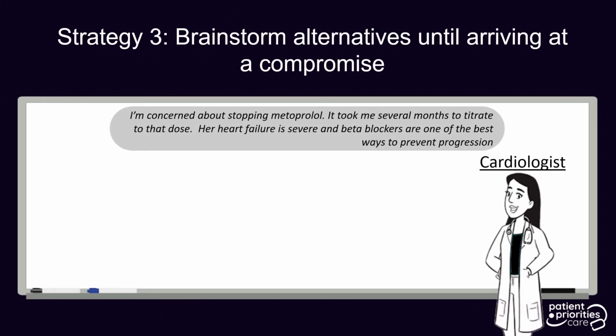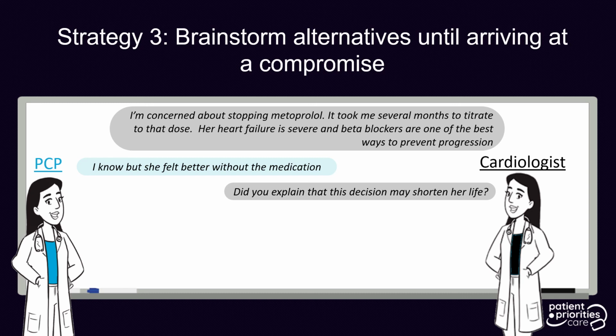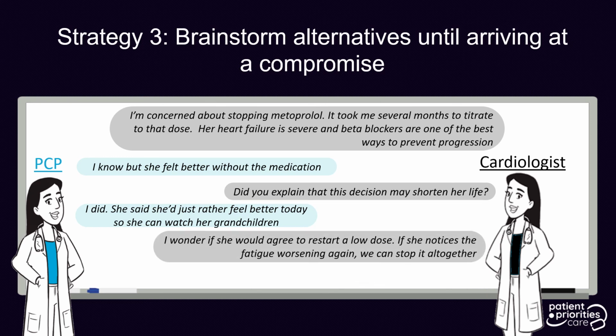I'm concerned about stopping metoprolol. It took me several months to titrate to that dose. Her heart failure is severe, and beta blockers are one of the best ways to prevent progression. I know, but she felt better without the medication. Did you explain that this decision may shorten her life? I did. She said she'd just rather feel better today so she can watch her grandchildren. I wonder if she would agree to restart a low dose. If she notices the fatigue worsening again, we can stop it altogether. That sounds like a good compromise.